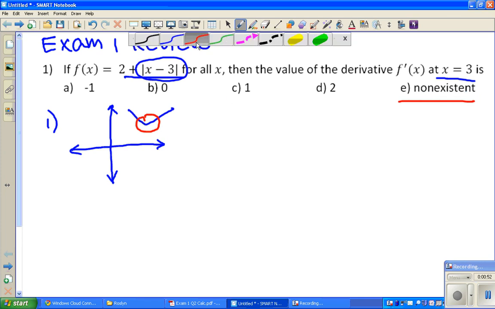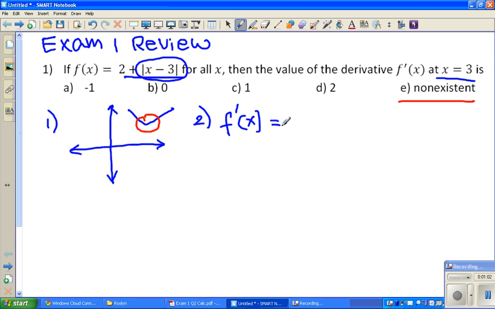Now, if you wanted to look at a more algebraic approach, it would have been something like this. The fact that we are looking for the derivative, we're talking about the limit as h approaches 0 of f of x plus h minus f of x, all over h. Now, the thing is, in this particular case, since this is the absolute value function, we will realize something like this.